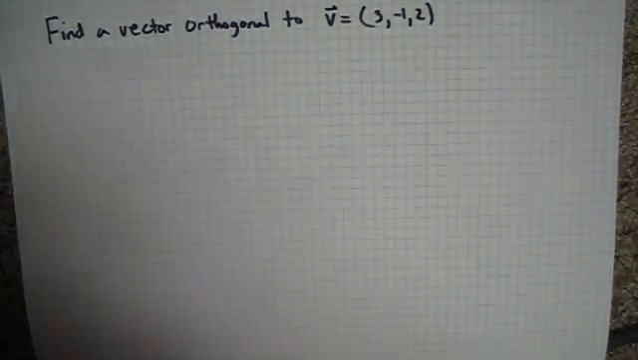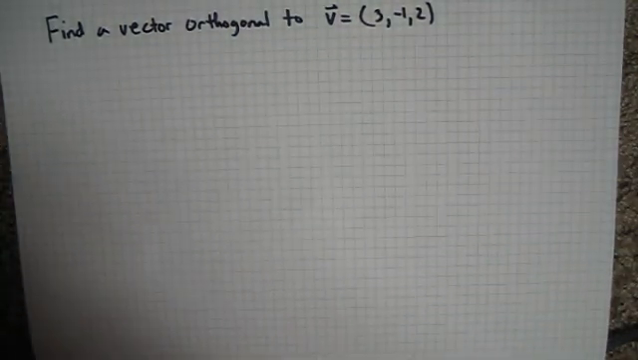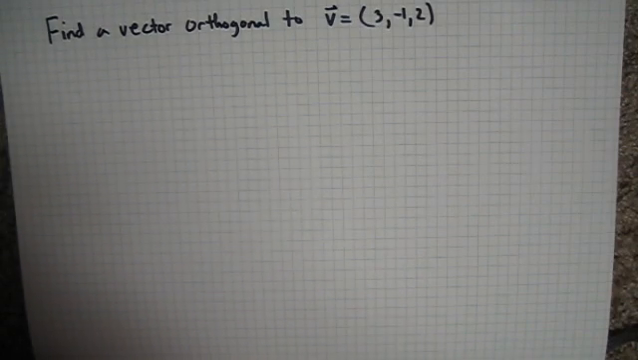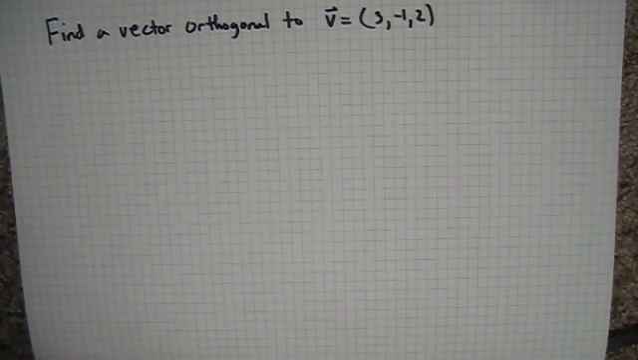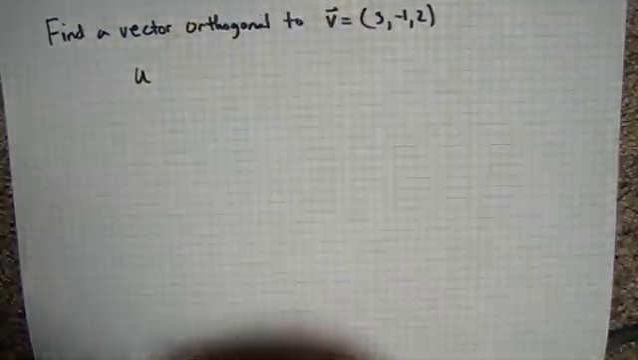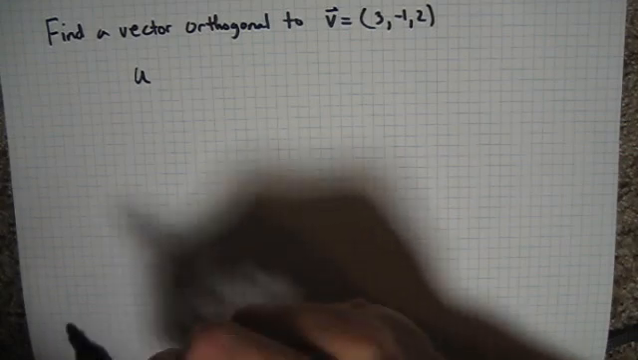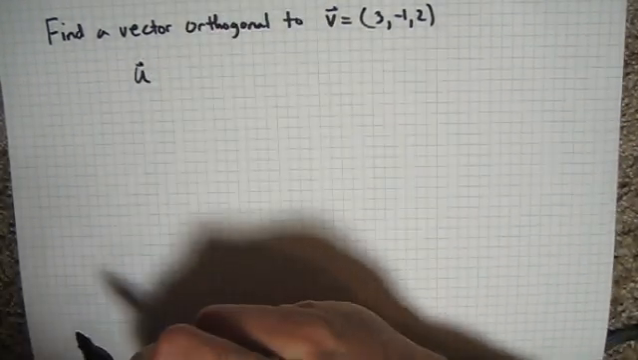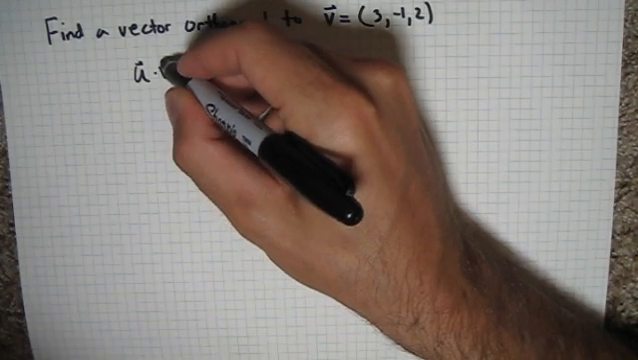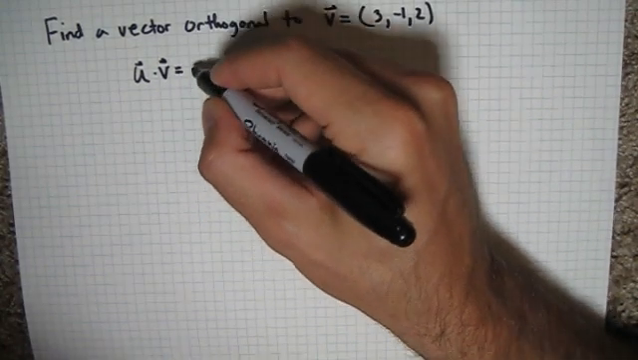In this video, I'm going to solve this problem. Find a vector orthogonal to the vector v equals 3, negative 1, 2. So to solve this problem, we start by naming our vector u. U is going to be our unknown. And we know that because u and v are orthogonal, u dot v is equal to 0.